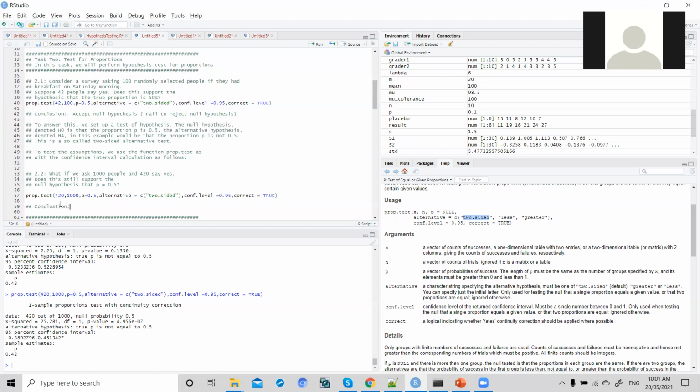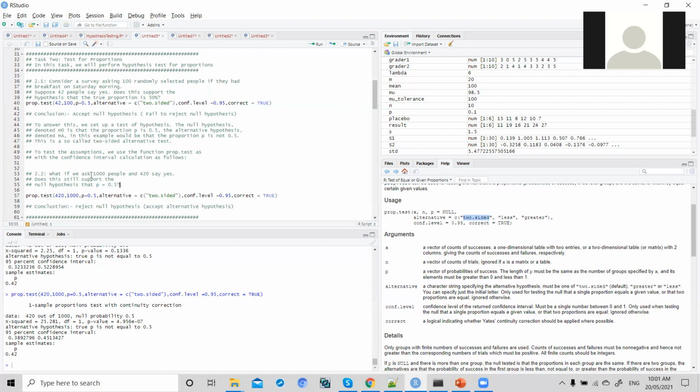So is it 4.9? Yeah, this e to the power means 0.0000049944. So the conclusion is we reject the null hypothesis, which means we accept the alternative hypothesis. And what does this mean? The proportion is not equal to 0.5, right?